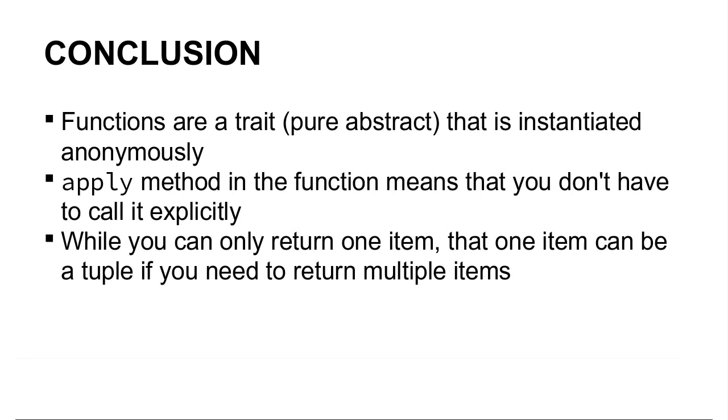And functions are instantiated anonymously. Now remember, this is up to 2.11. 2.12 is going to be released shortly, and it'll be using Java util functions instead. The apply method in the function means that you don't have to call it explicitly. It was named as such intentionally. That way we could just call function and the argument. Now, while you could only return one item from any function, that one item can be a tuple in case you want to return multiple items. If you want to return a list or a set, we haven't gone through the collections yet, but you could do that as well.